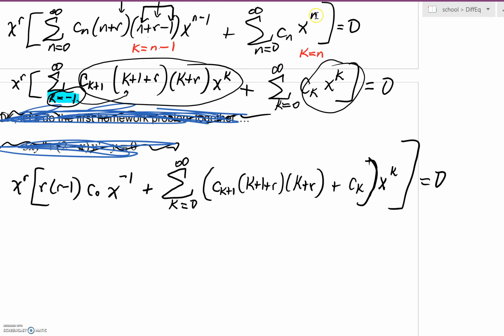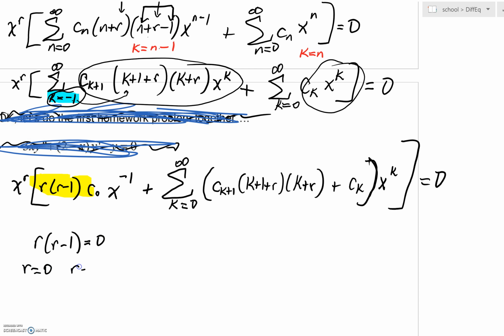Well, first off, I hope you're noticing that, right here, all this has to equal 0. This is known as the indicial equation. As you're looking for possible r values, you can see r would equal 0 or r would equal 1. We're going to have two possible cases there. And then we're going to solve for c sub k plus 1, and we're going to work out some different cases. We're going to do that in just a moment.